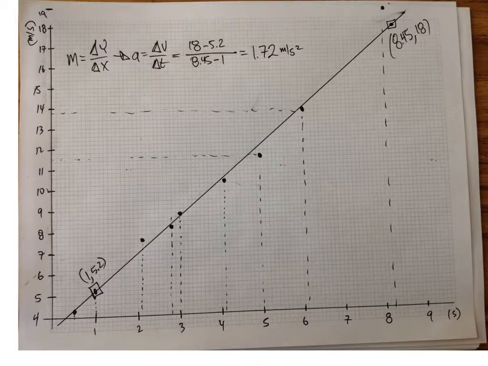The hint, 1.92 meters per second squared, is not correct. So when I made up this data, I thought, well, some kids might just take the last data point and the first data point and subtract to find slope. That's not correct. You should do a best fit line.